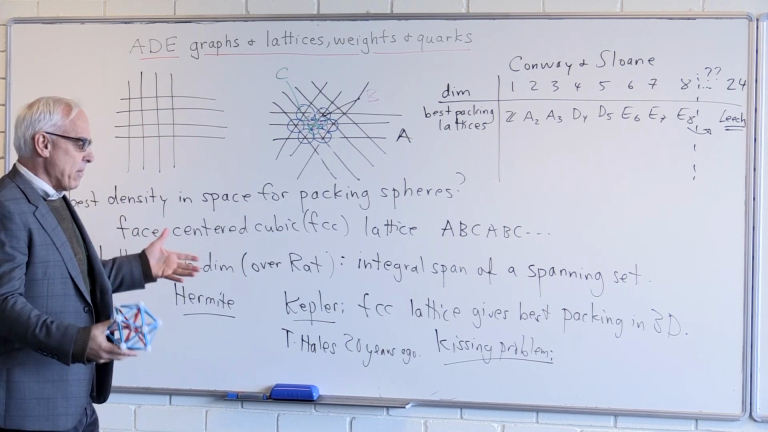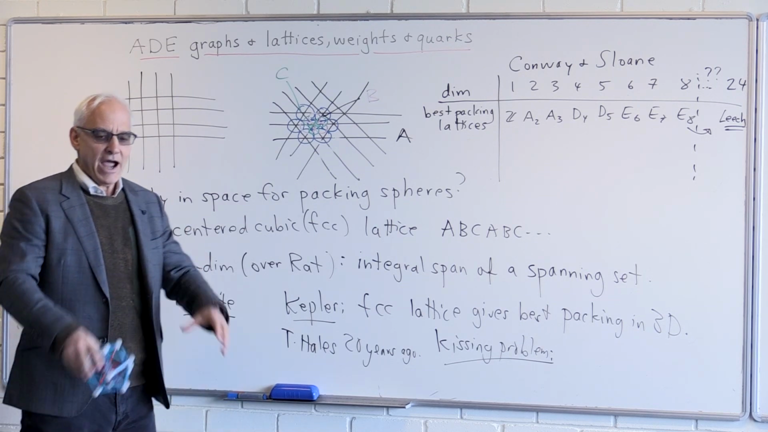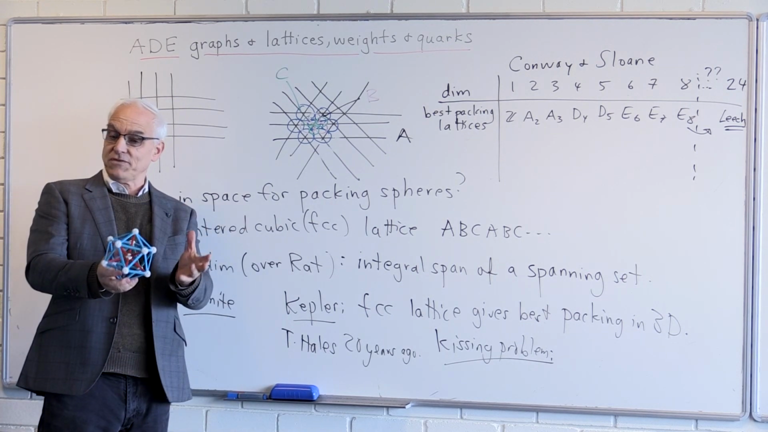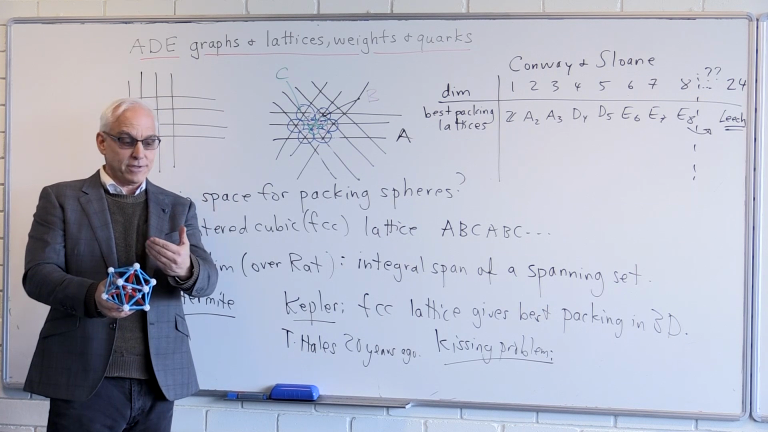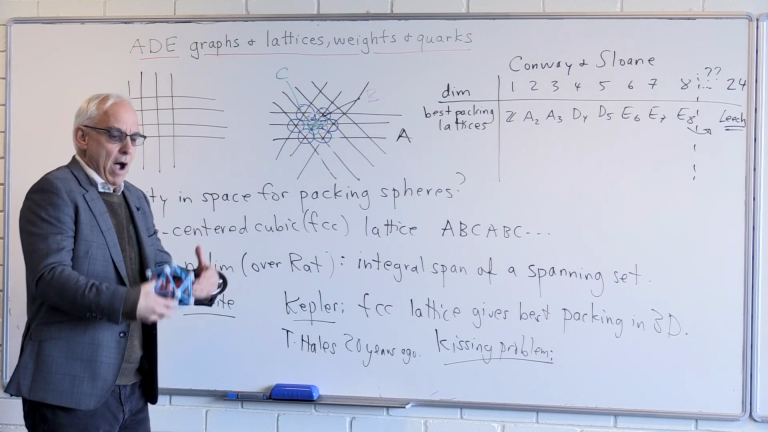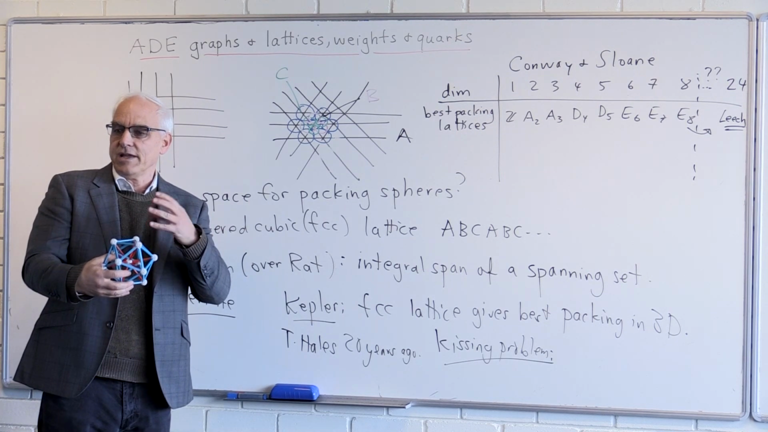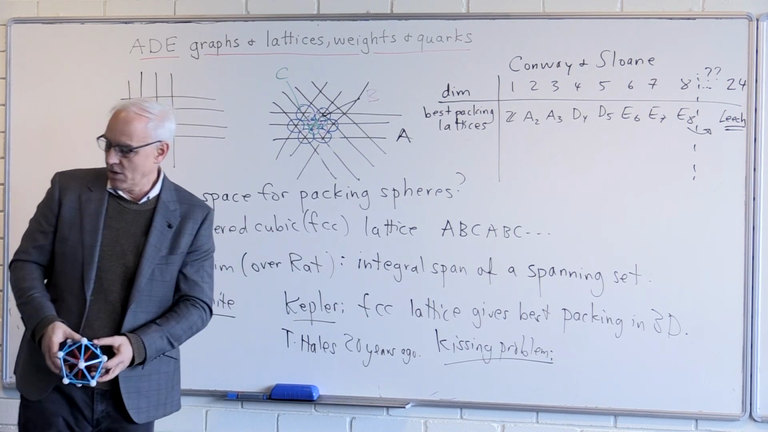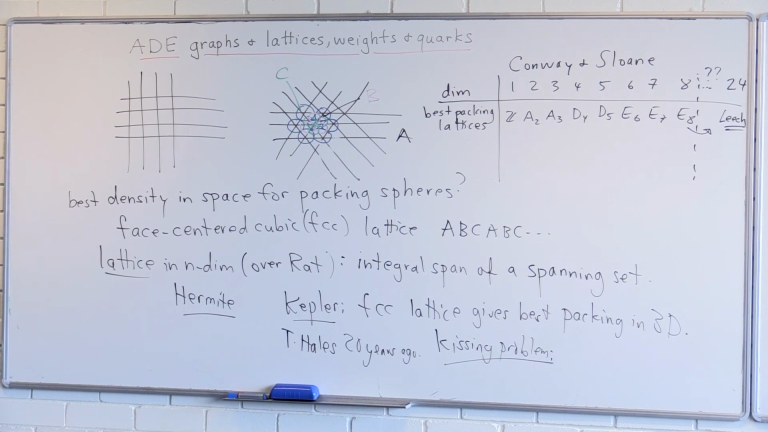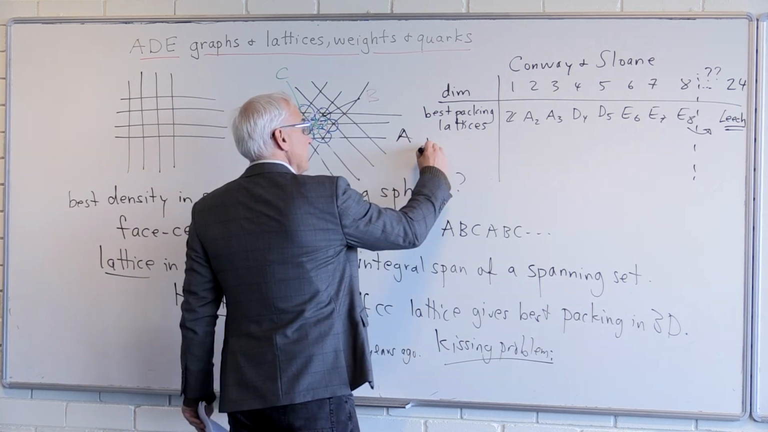Now there's a corresponding problem in higher dimensions. If you're going to restrict your spheres to be centered around lattice points, what is the maximum number of spheres that you can get touching a given sphere? What lattice packings will give you the largest kissing numbers?